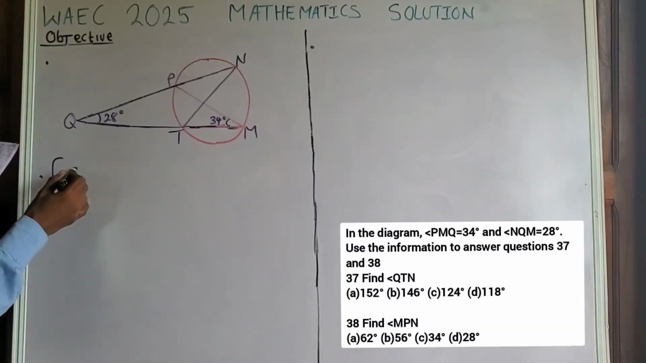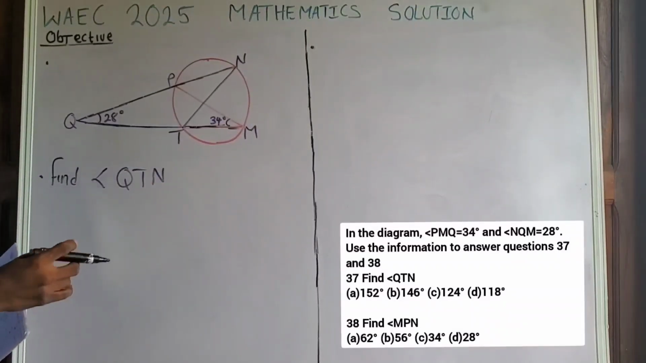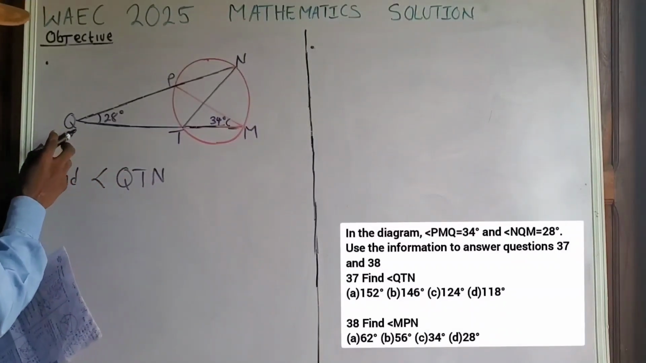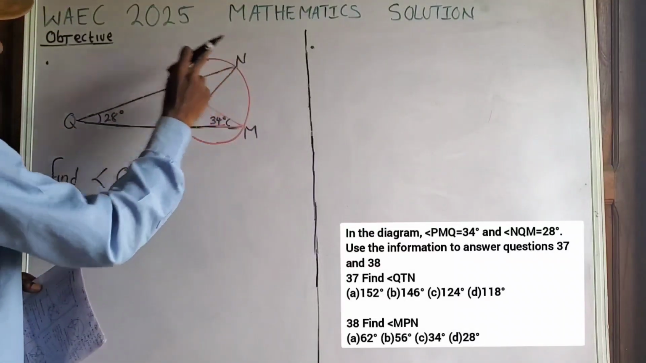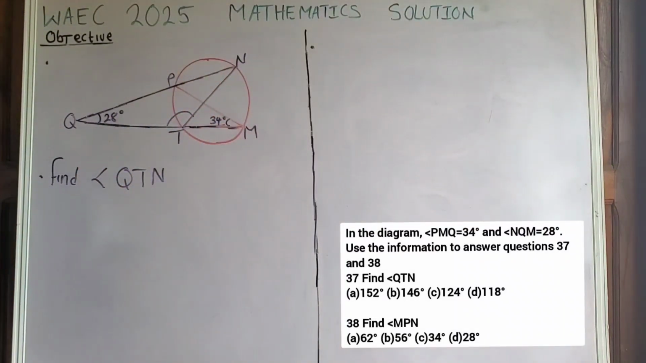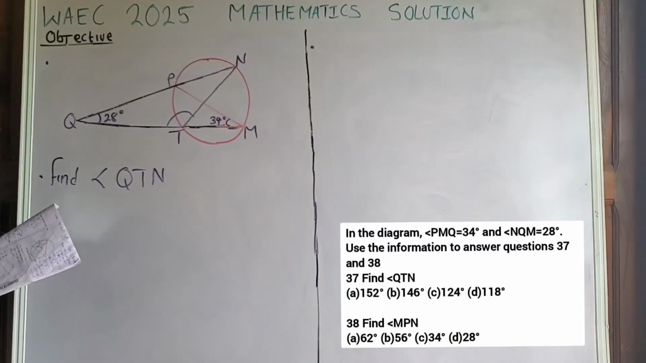Find angle QTN. This is the angle we are asked to find, angle QTN. Now, please pay attention. This question is coming from a topic known as circle geometry. Do you understand? And in circle geometry, there are theorems that guide.